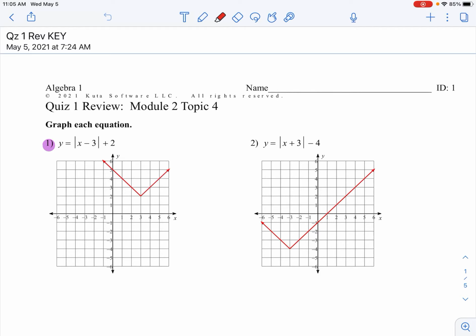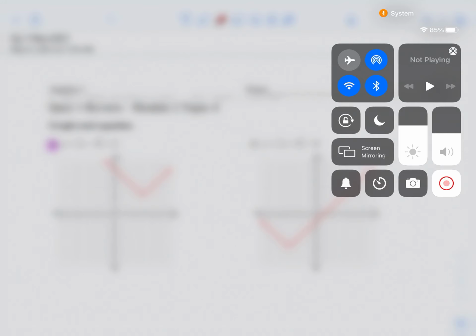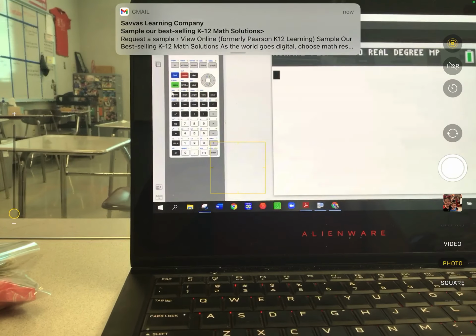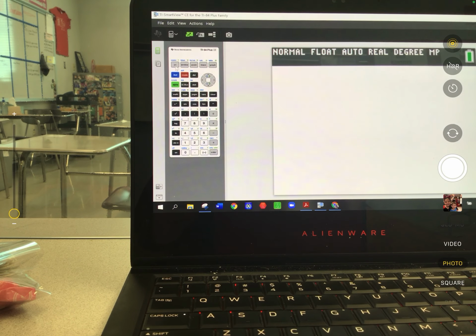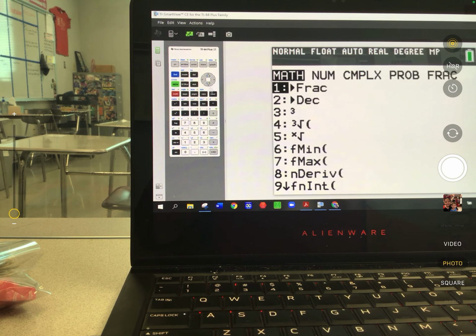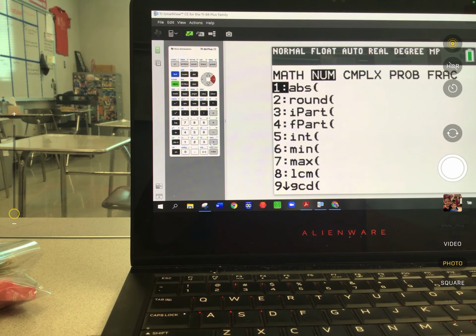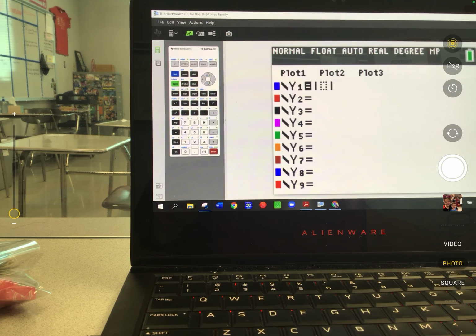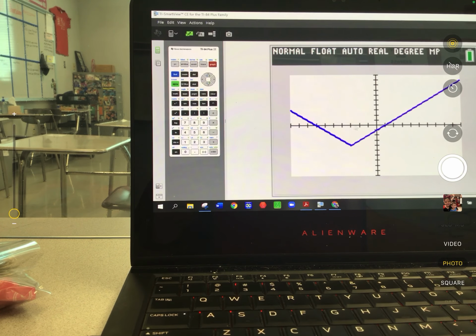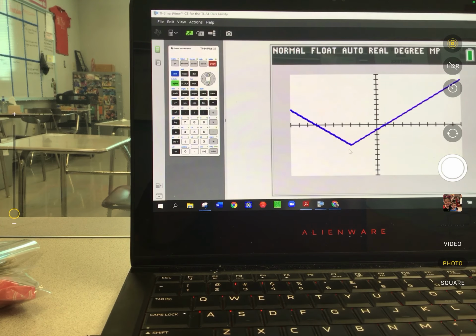So if I went to my calculator, that's what I'm going to share over now. I'm going to type in y equals, activate the absolute value by hitting math, go over to num, abs for absolute value, and then put in x plus 3, and then outside of it will be minus 4. And that's going to give me that graph that I already had done. It went to the left 3 and went down 4.